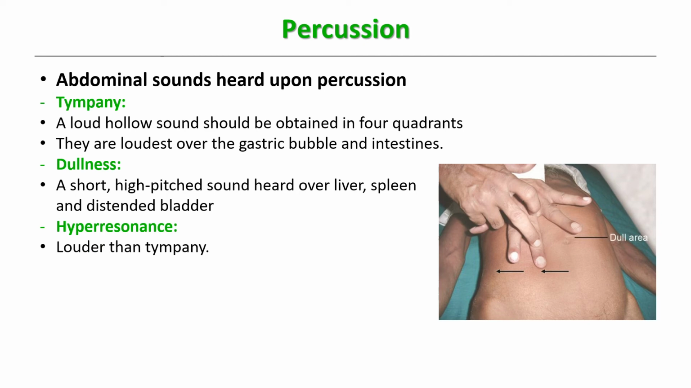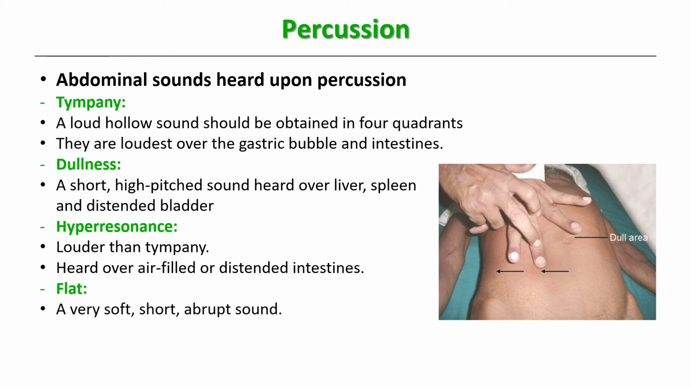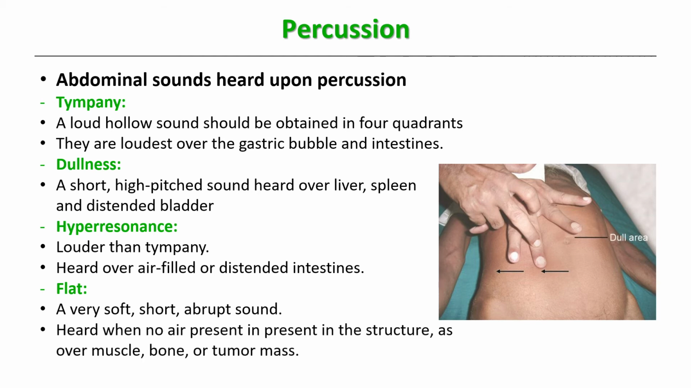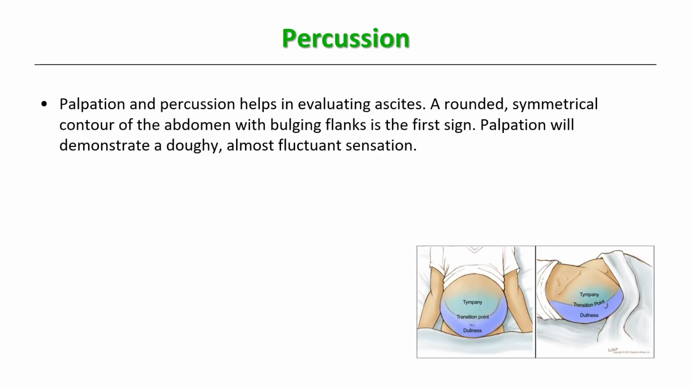Hyperresonance. It is louder than tympany and it's heard over air-filled or distended intestine where you are suspecting some sort of an obstruction. Flat, it's a very soft, short, abrupt sound heard when no air is present in the structure. It is like over very hard structures like bone or muscle or a solid tumor mass. Palpation and percussion help in evaluating ascites.